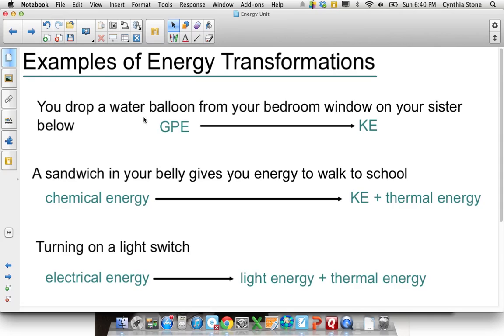Well, the energy transformation on the balloon starts with gravitational potential because you're holding it up high, so it's got some potential to speed up. As you let go of it, it loses gravitational potential and it gains kinetic energy, it gains speed right before it hits your sister on the head.